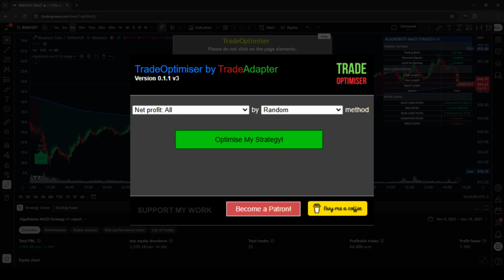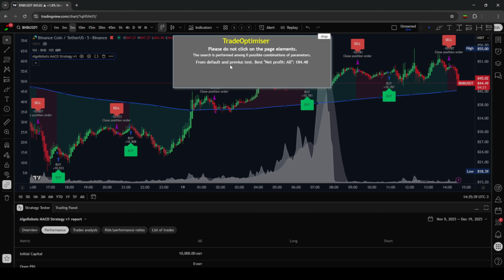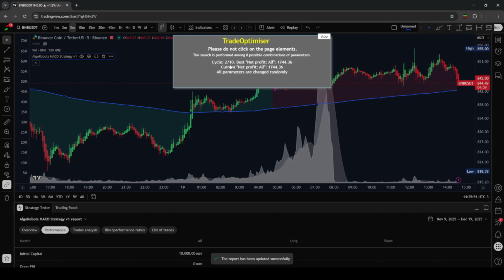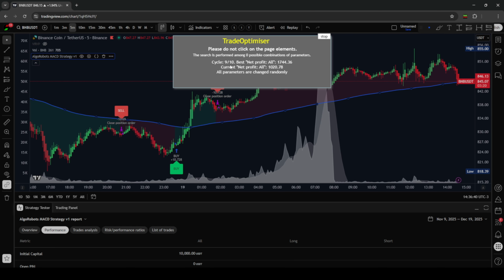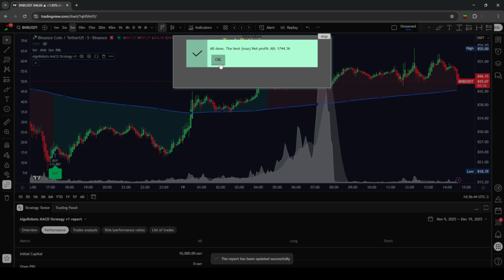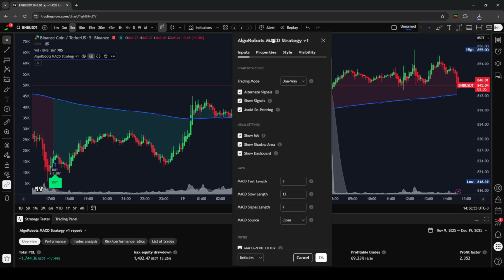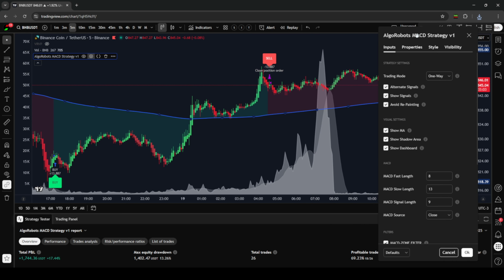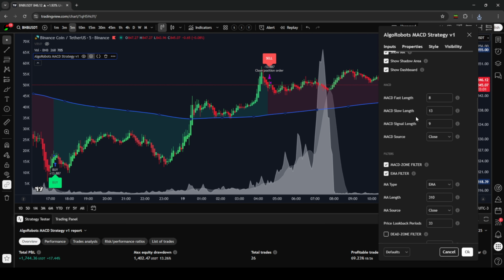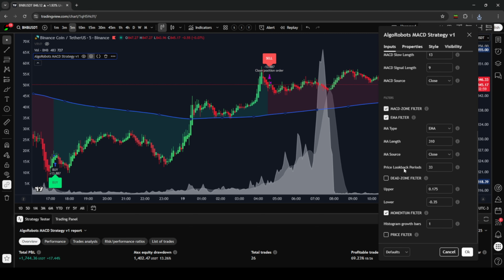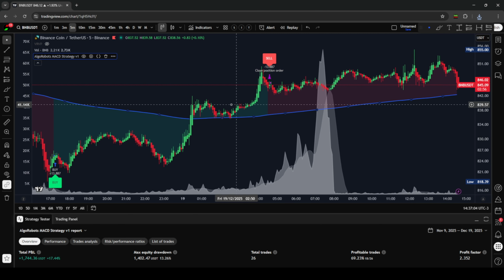Before moving on to the results, we recommend using TradeOptimiser. This tool automatically optimizes trading strategies by testing different parameter combinations, such as entries, exits, and filters, and evaluating performance through backtesting. Instead of adjusting strategies manually, TradeOptimiser analyzes multiple scenarios to identify configurations that best adapt to the market and your trading style. This helps you make data-driven decisions and improve strategy consistency.